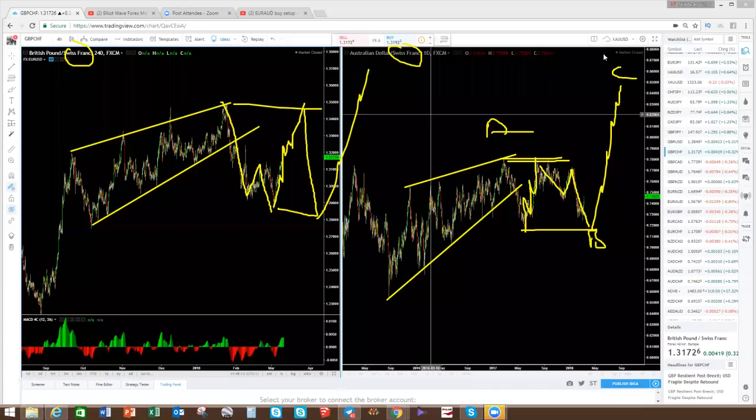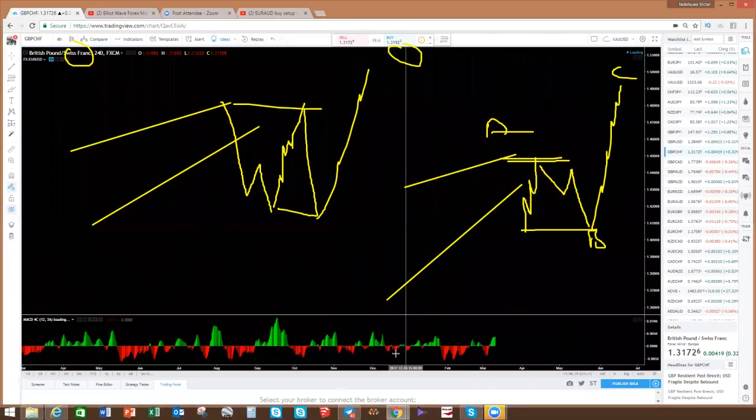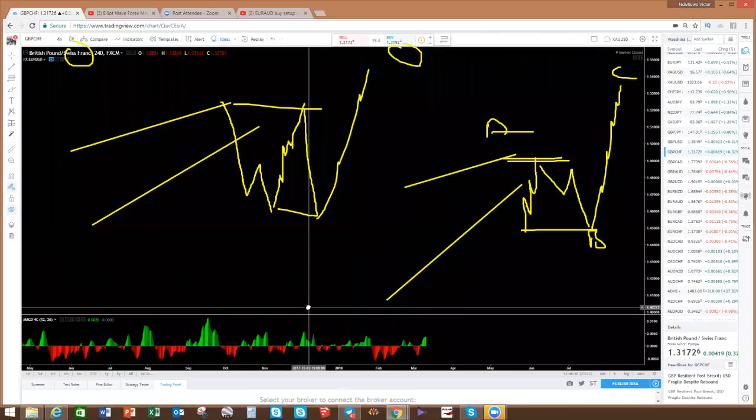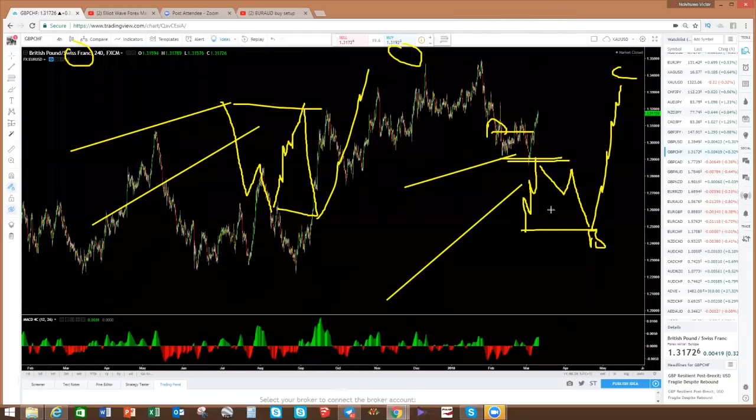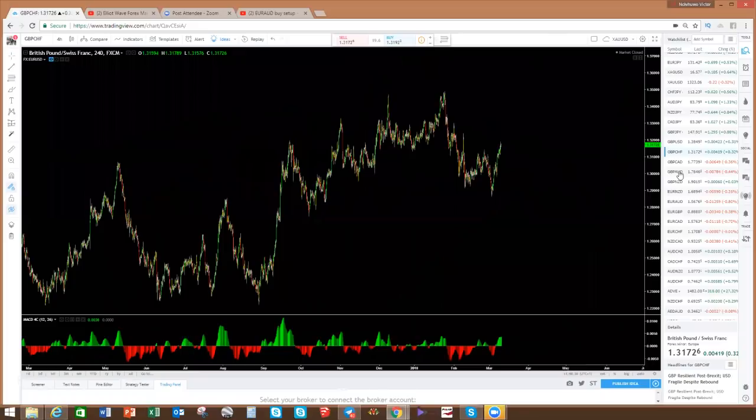Okay, let's go back. Let's take off the charts. Look at the structure. Amazing, eh? Amazing. All right, so let's clear that. That's pound CHF. Pound AUD.